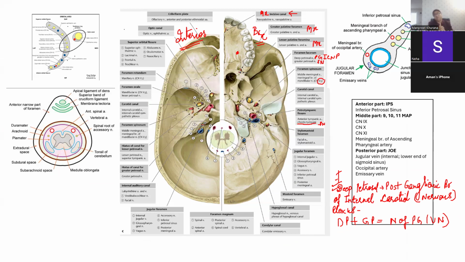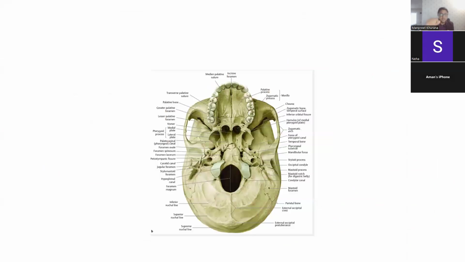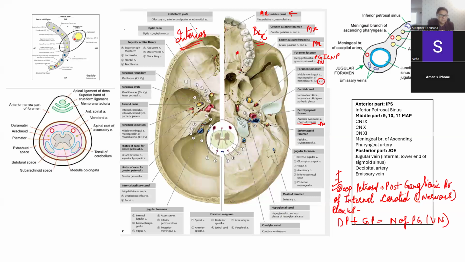Foramen magnum is very important. Let me ask you foramen magnum again. Yes, tell me. Foramen magnum is also like anterior part. Yeah. Apical ligament of dens, and ligament of dens, yeah. Cruciate ligament, pardon me, cruciate ligament.